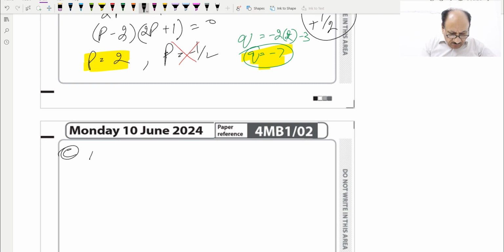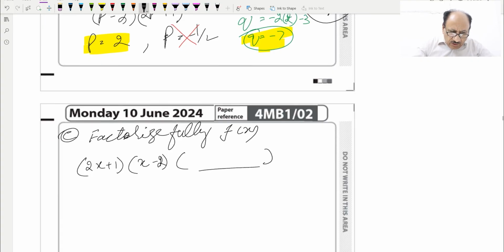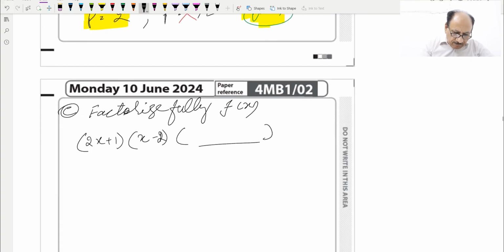Now the C part, they are saying factorize fully f of x. We need to factorize. Now two terms we already have. We have 2x plus 1, and the second term we have is x minus 2. These two terms we already have, and there is one more term, the third term, which we need to find, and then our factorization will be complete.